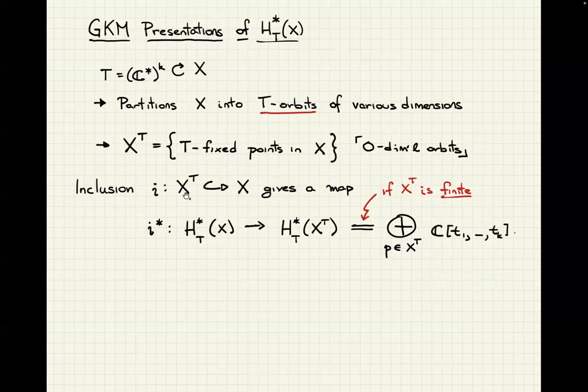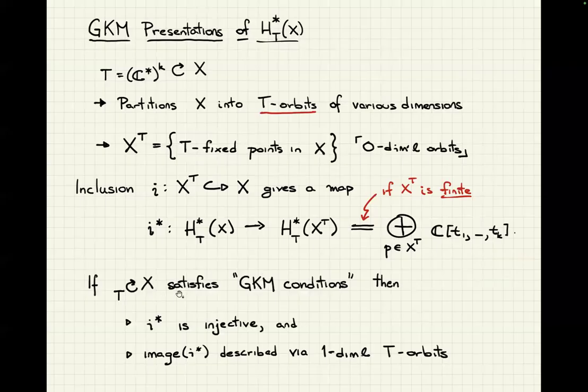And you always have an inclusion of your set of fixed points into your full space. And that inclusion is going to give you a map on equivariant cohomology rings going in the other direction, right? That looks like this. And if your set of fixed points was finite, as you want it to be in this world, this equivariant cohomology ring for the set of fixed points is just going to be a direct sum of polynomial rings.